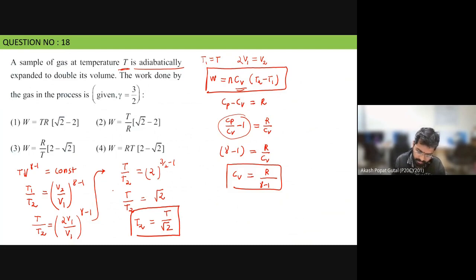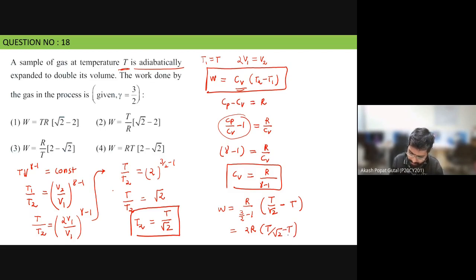In the question, R is not given. So work done W is Cv times (T2 minus T1), and Cv is R by gamma minus 1. T2 is T by root 2, minus T. Fine. And gamma minus 1 is nothing but 3 by 2 minus 1, which is 1 half, and R divided by 1 half will be 2R. So 2R times (T by root 2 minus T).